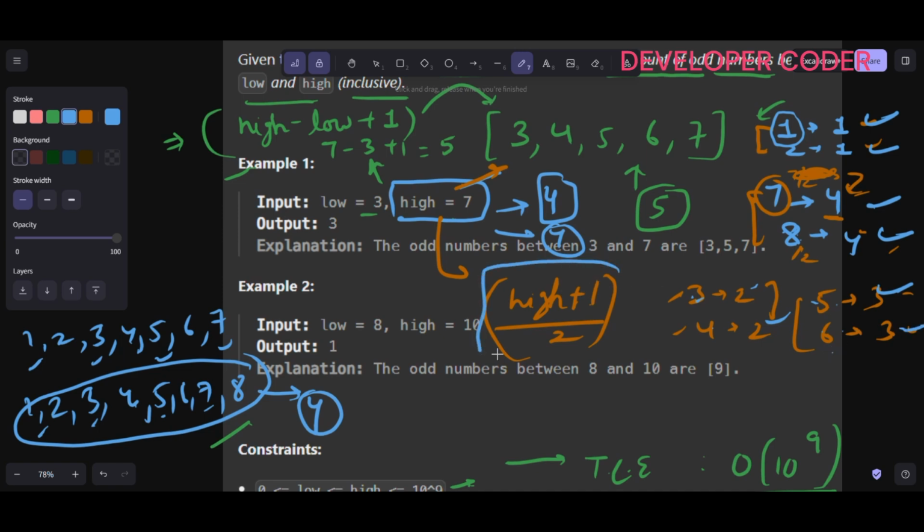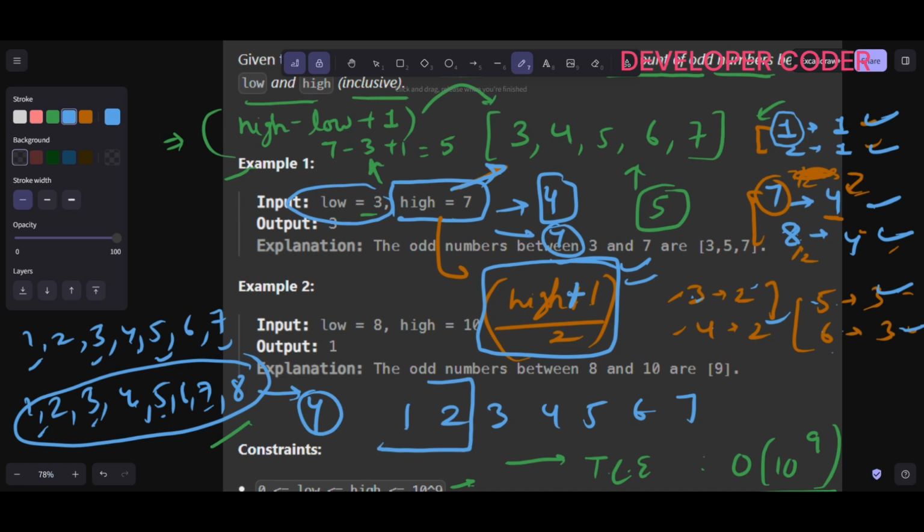So this is what I can do for high: (high + 1) / 2. Okay, so I will get all the odd numbers, right? Now, high is 7: 1 2 3 4 5 6 7. So I get all the odd numbers until 7 with this formula, but my low is 3. My low is 3, so definitely I have to subtract the odd numbers on this side, right?